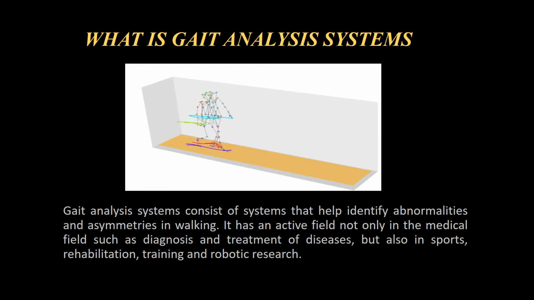At first, I want to ask you, what is a gait analysis system? These systems are used to identify and treat disorders and abnormalities in walking. And of course, they are not just used in the medical field. They are also used for sports, rehabilitation, training, and robotic research. Evaluations are made easily with the data obtained from this system.